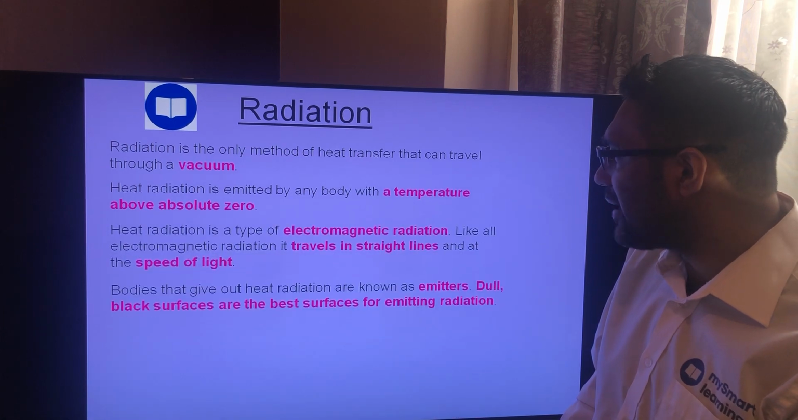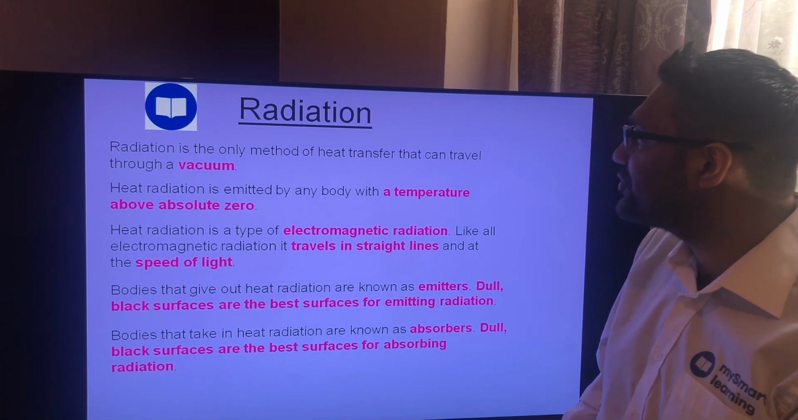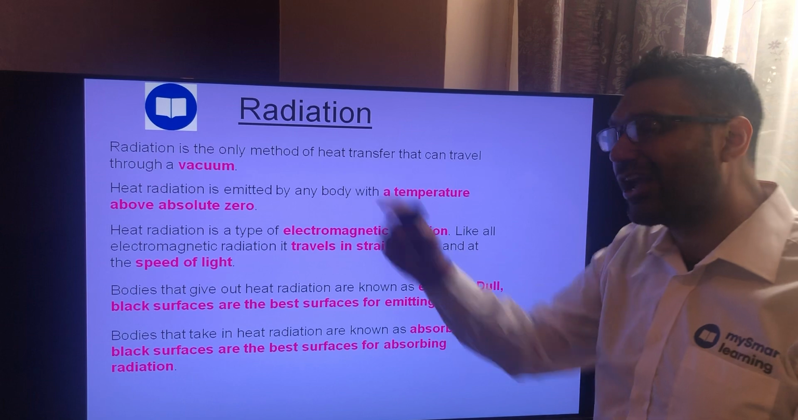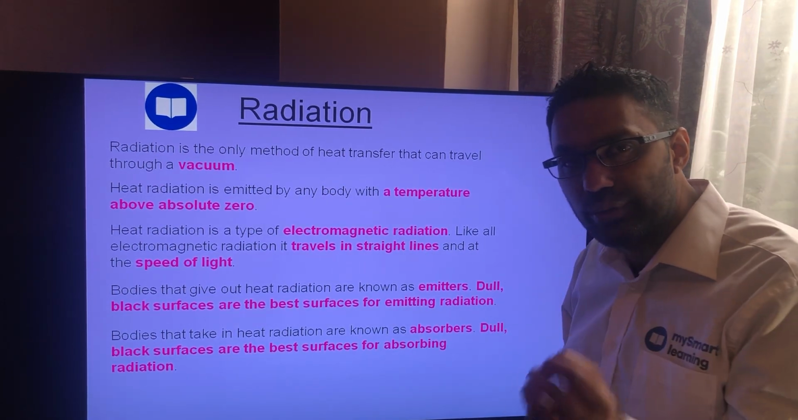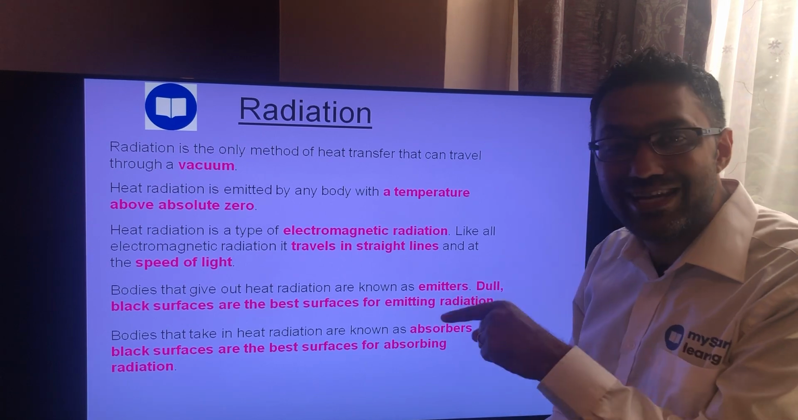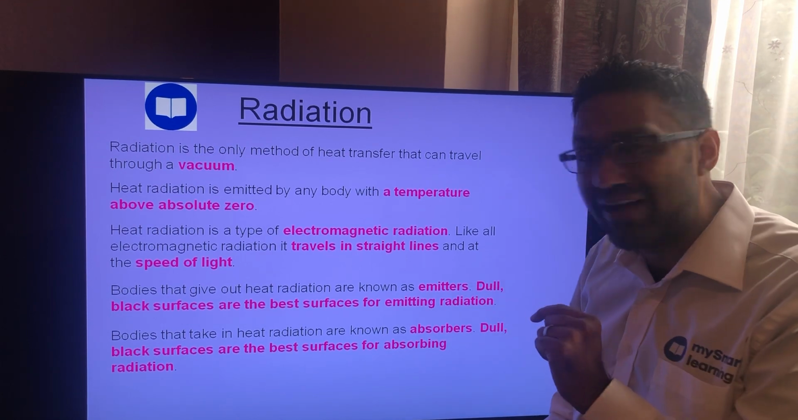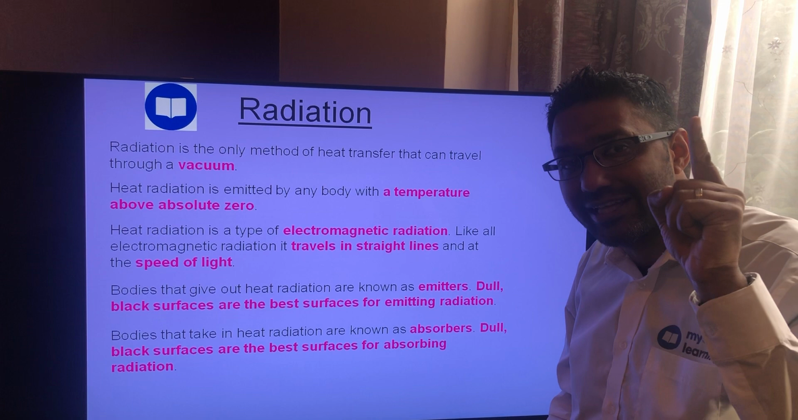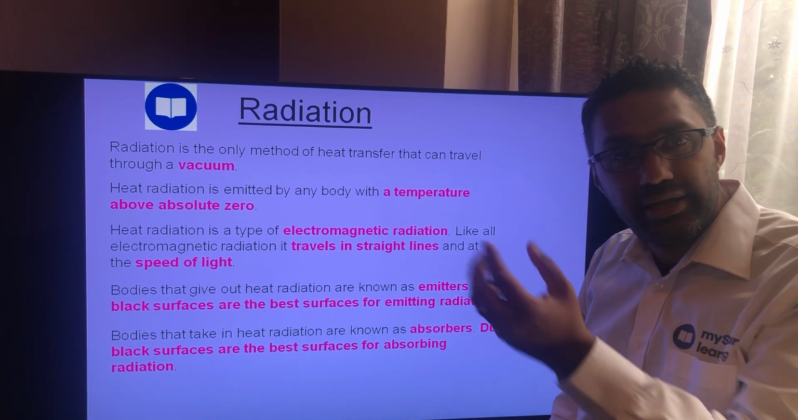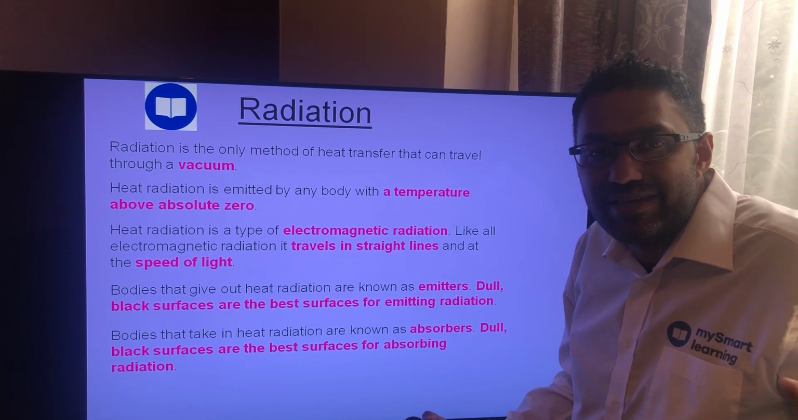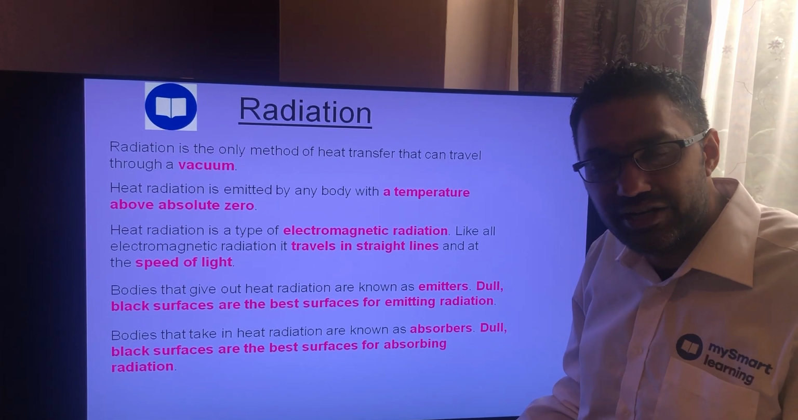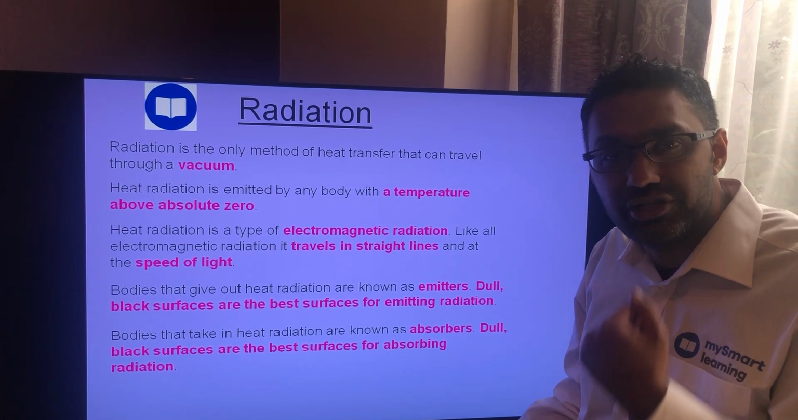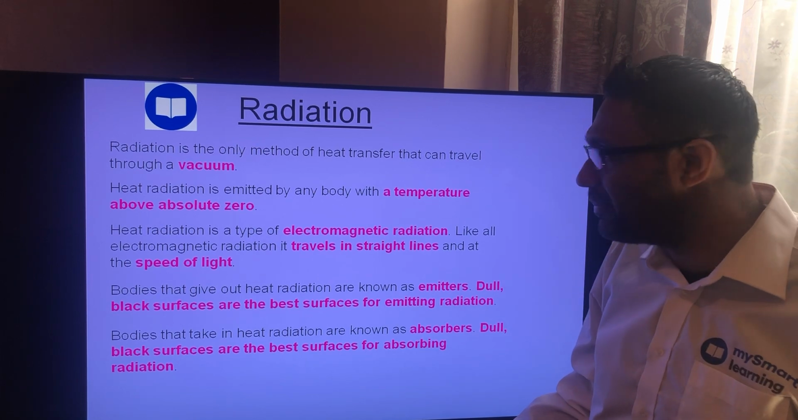So some notes about radiation. What is it? Radiation is the only method of transfer that can go through a vacuum. Remember, conduction is solids, convection is fluids, liquids and gases. Radiation can go through all of them. It can go through a vacuum. It can come through space. That's how the sun's energy is coming down to Earth, because space is empty. It's a vacuum, so there are no particles there. So you can't get conduction or convection from the sun. It's infrared radiation that comes from the sun to the Earth and warms us up.